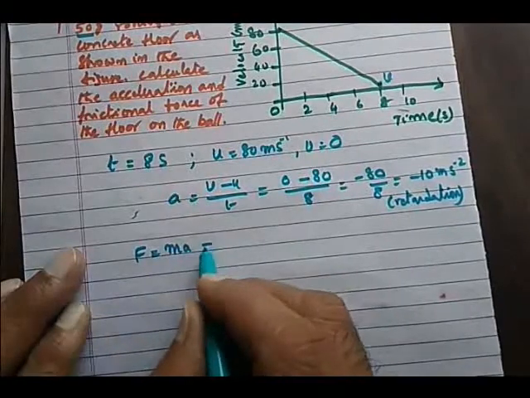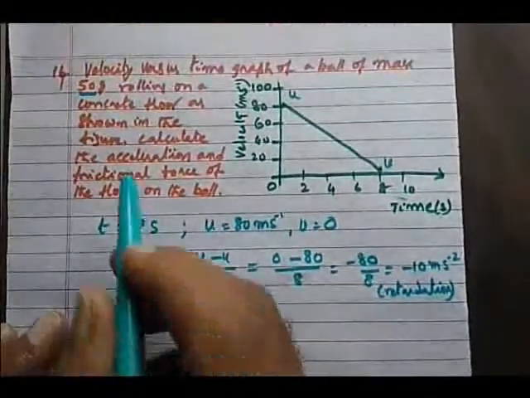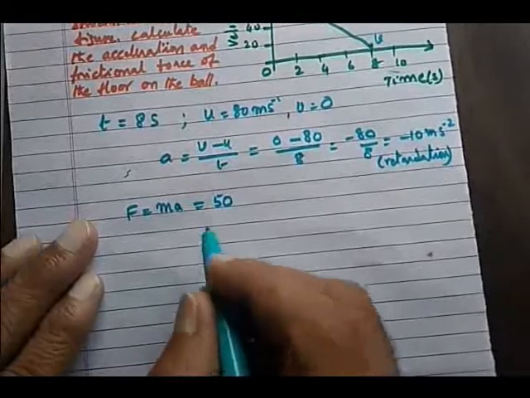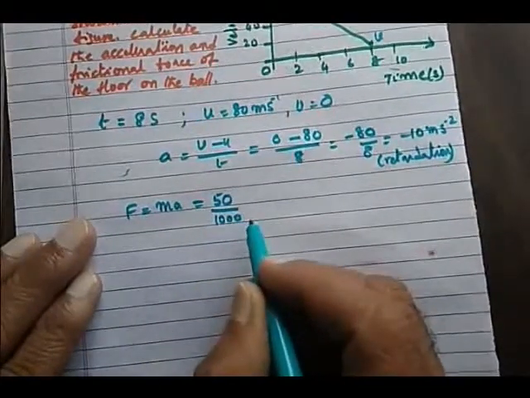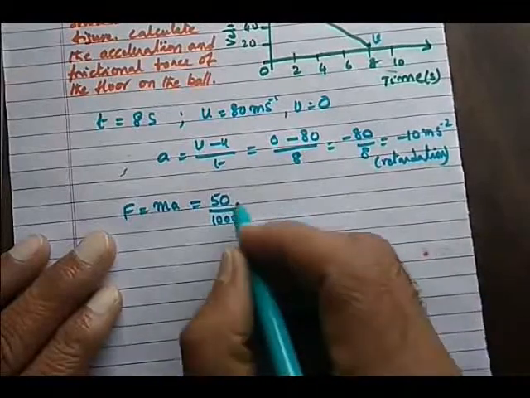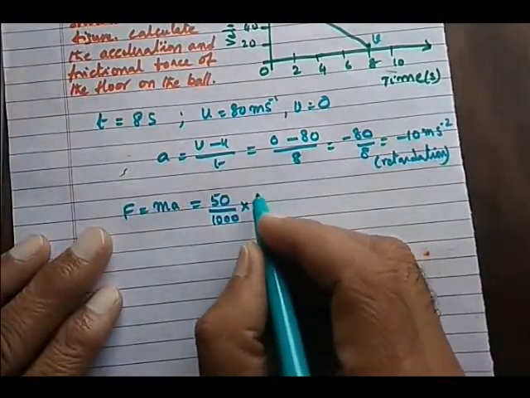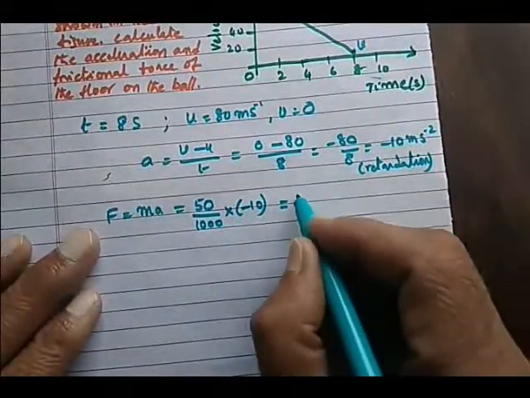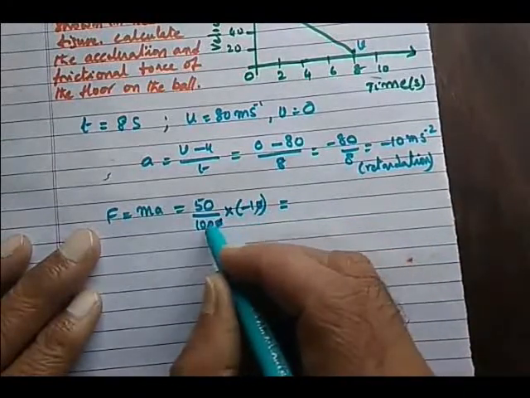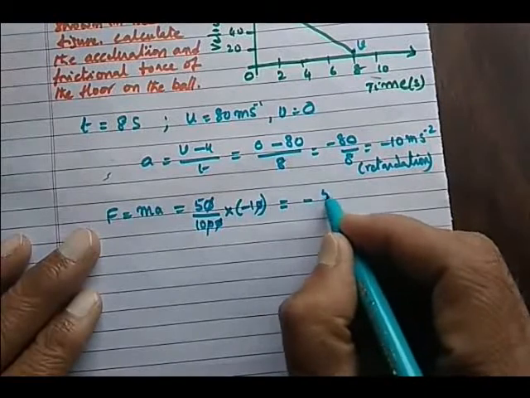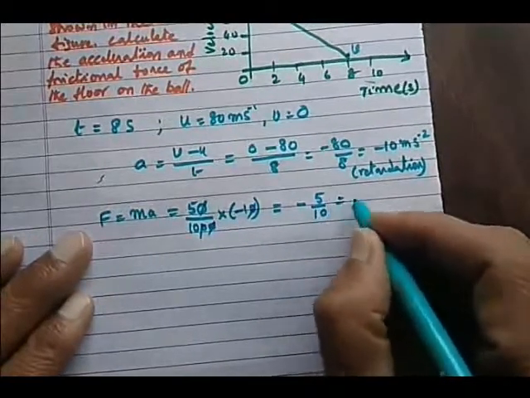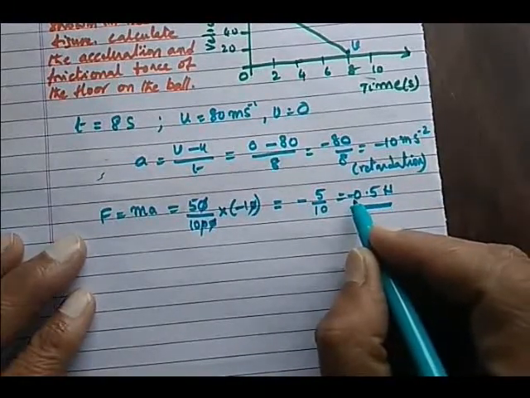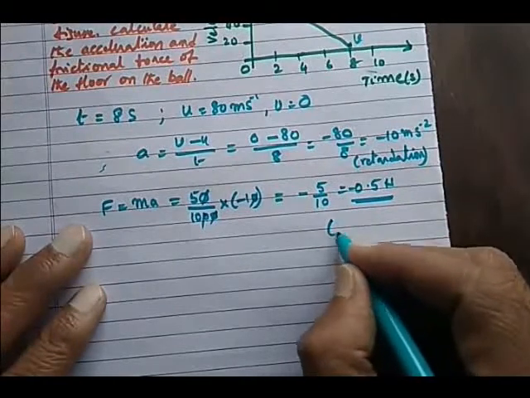Now force we will calculate. Mass into acceleration. Mass is given in the description of the problem. So 50 grams. If I want to convert into kgs, I have to divide by 1000, into a is minus 10. So this 0, this 0, this 0, this 0 will cancel. Minus 5 by 10, that is minus 0.5 newtons. So here again minus means what? This force is opposite to the applied force.